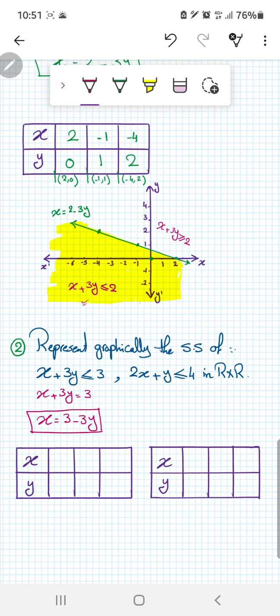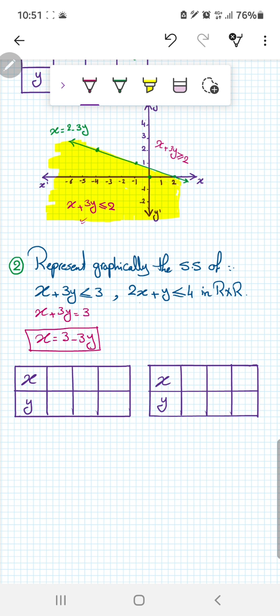Okay? Here we will write 0, 1, 2 in y. By substitution by 0, here 3 minus 0, it will be 3. 3 minus 3 times 1, it will be 3 minus 3, it will be 0. For 2, 3 minus 6, it will be negative 3. So here we have the first point 3 and 0, here 0 and 1, and finally negative 3 and 2. Okay?